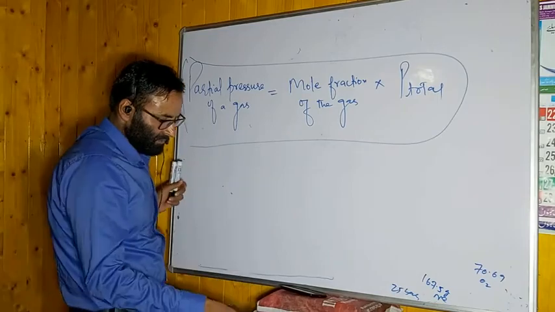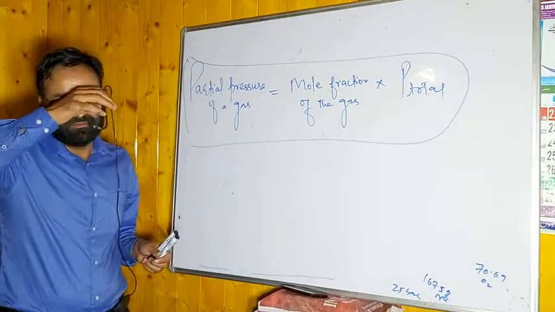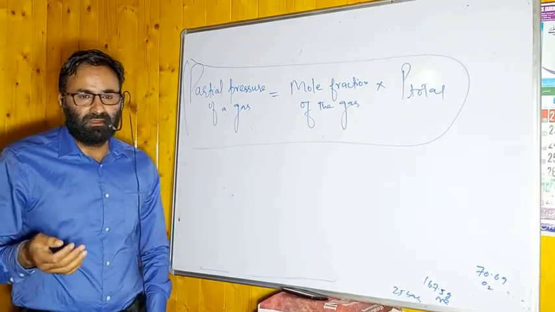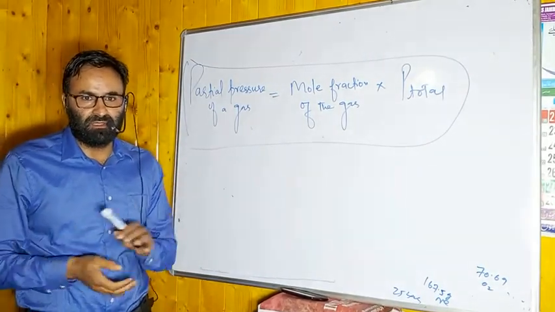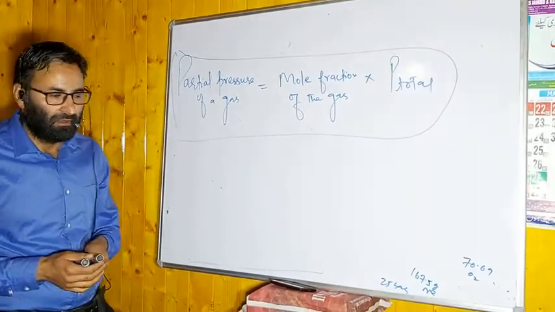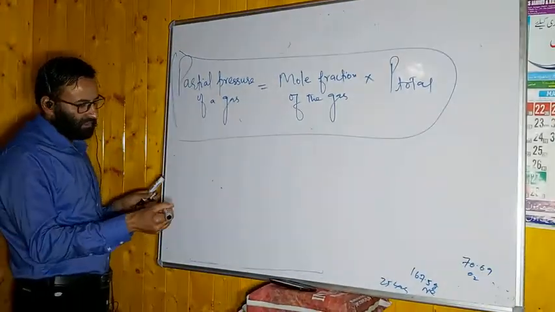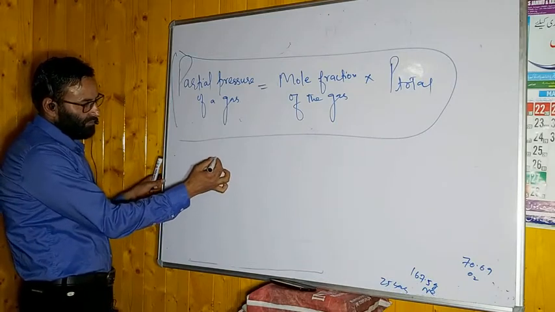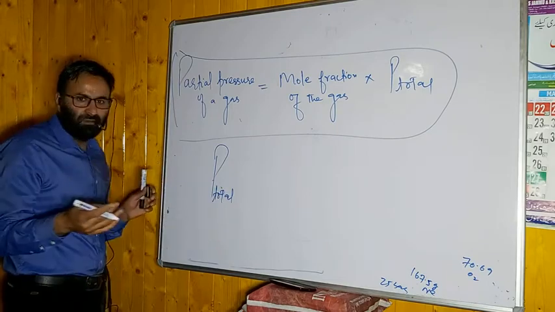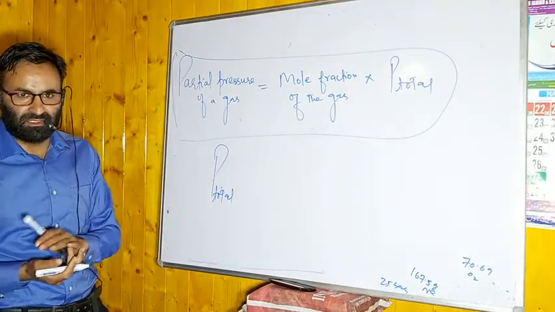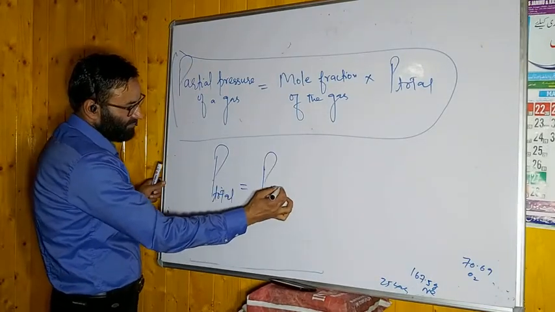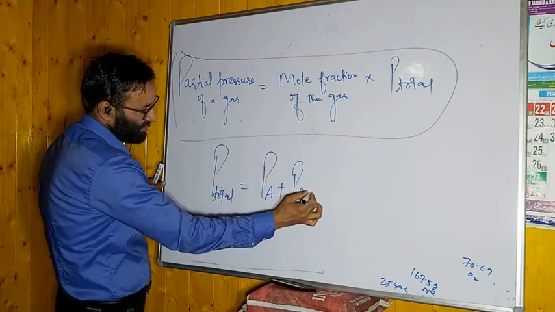This is the 8th lecture of States of Matter. In lecture number 7, we discussed the important law, that is Dalton's law of partial pressures. What was the statement? What is the mathematical form of Dalton's law of partial pressures? If we have a mixture of chemically non-reacting gases, 2, 3, 4 gases, the total pressure will be equal to the summation of their respective partial pressures.